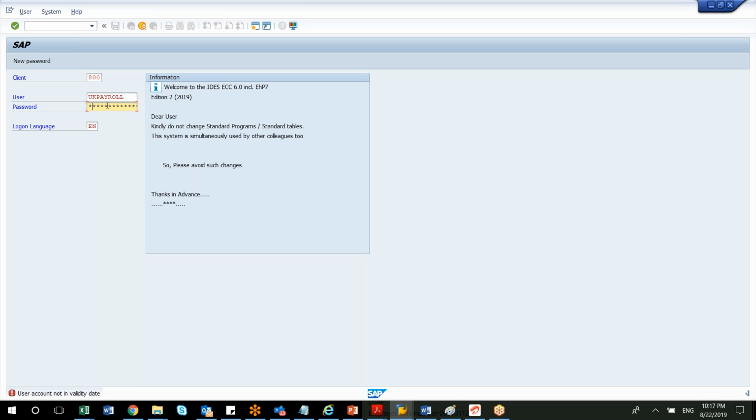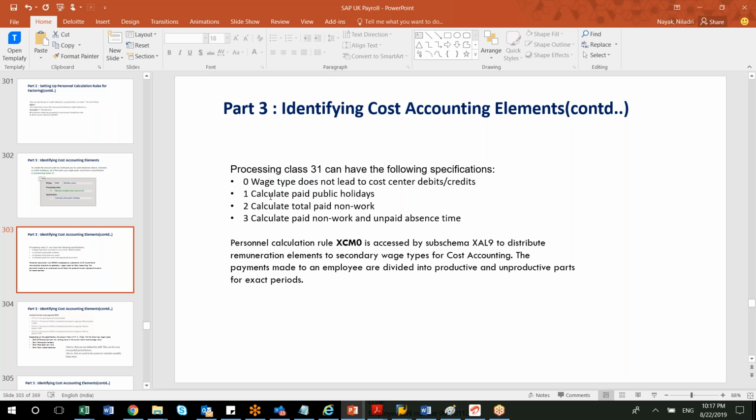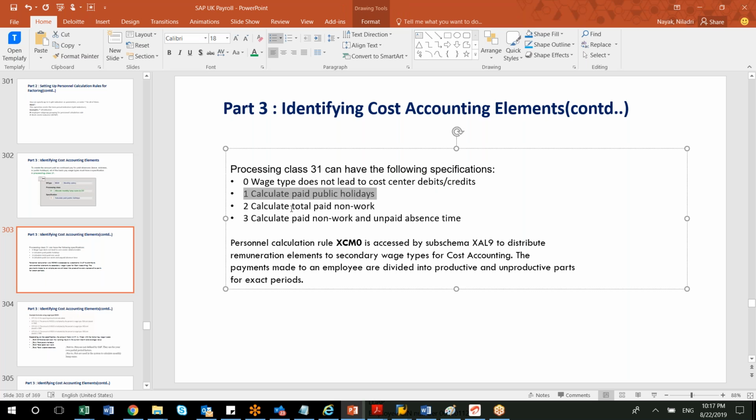So whenever we get access, we will go through all these things. What happens in processing class 31, as you know, is that it will have a different specification. How will this specification work? Whether it calculates paid public holidays or not, it will calculate total paid non-work, or otherwise depending upon your client requirement. Generally, we choose the second one, specification 1, which will calculate all your paid public holidays. And if there is no cost center related to things, this wage type you can select specification 0, in which there will be no cost center debit and credit.